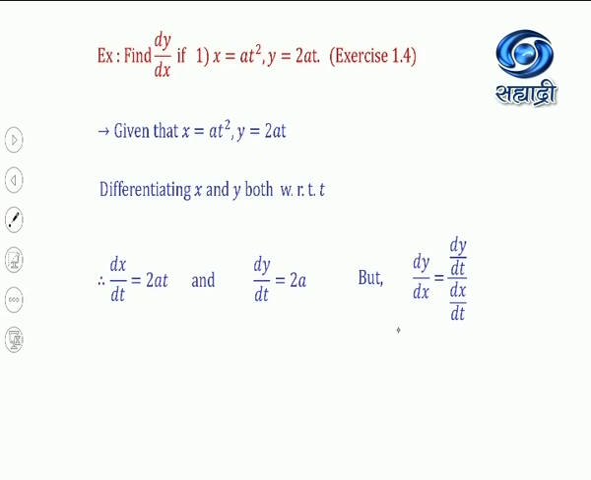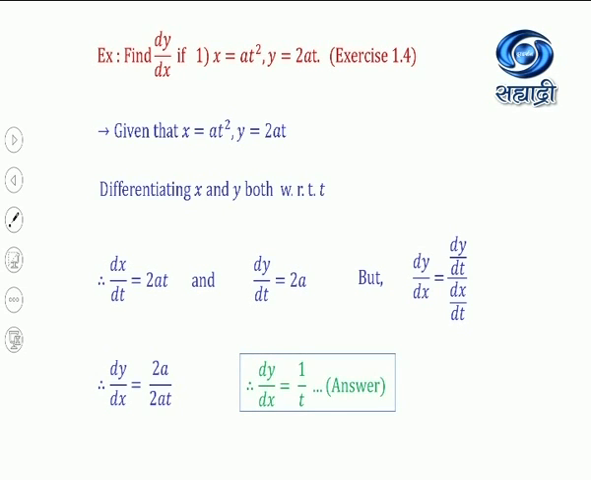By using the theorem of parametric function, dy by dx equal to dy by dt upon dx by dt. Now this is the formula for us. We substitute the values of dy by dt as well as dx by dt here. So we get dy by dx equal to twice a upon twice at. Twice a cancels from both the numerator as well as the denominator, and then dy by dx becomes 1 upon t, and this is our answer.